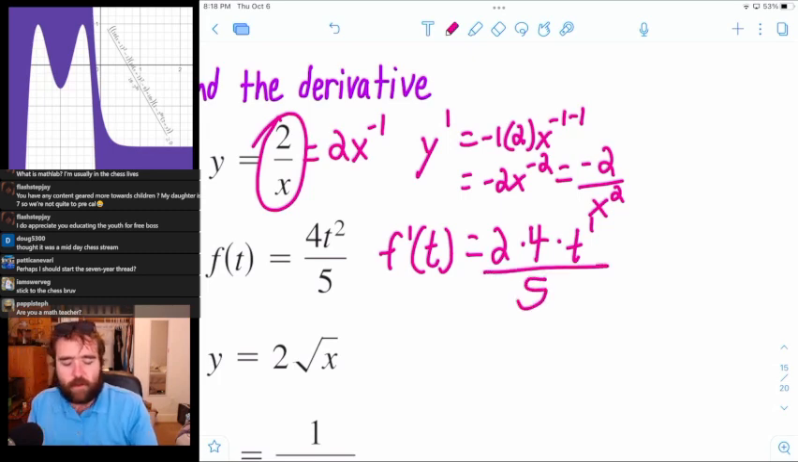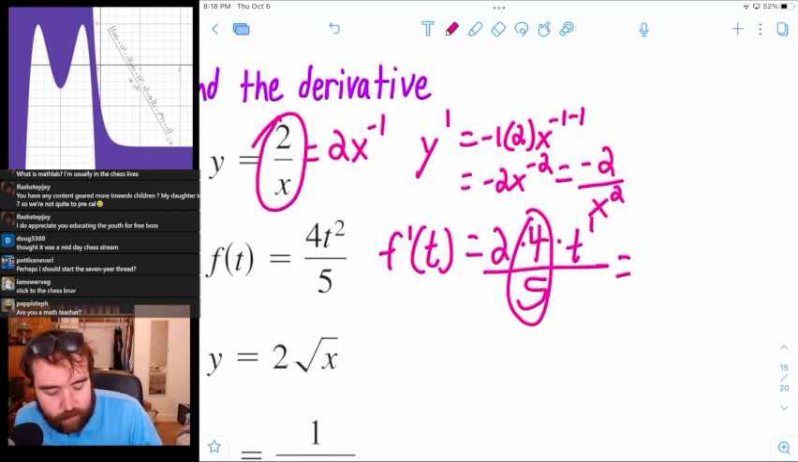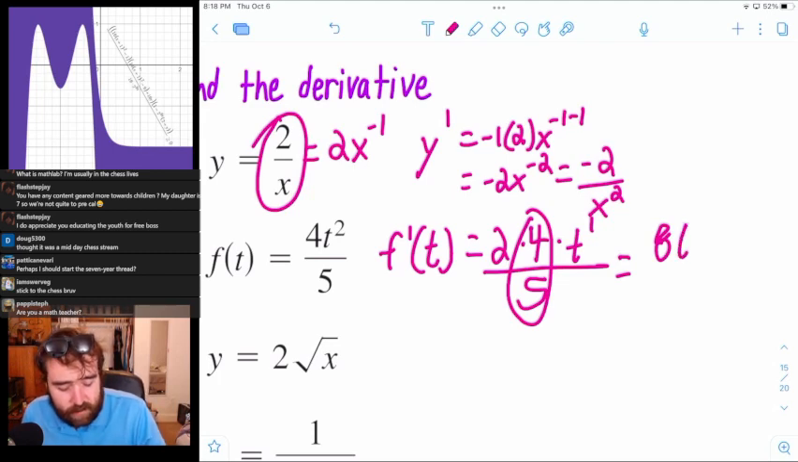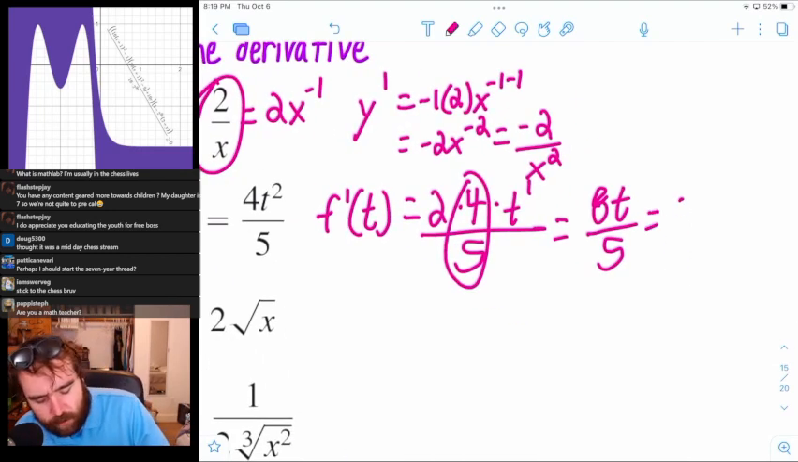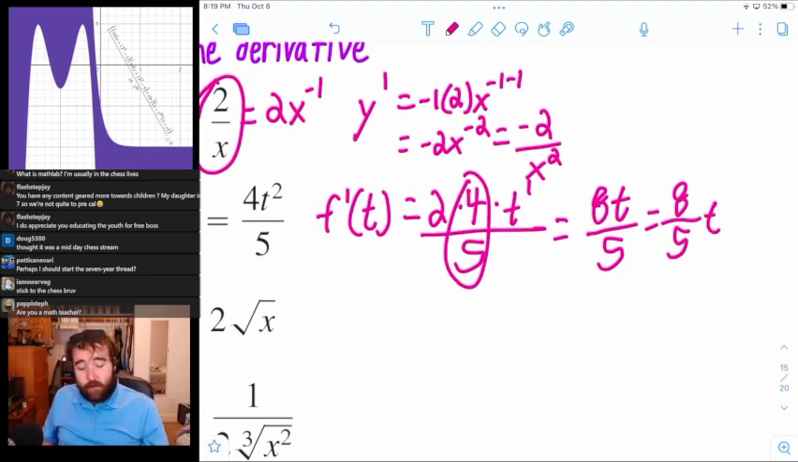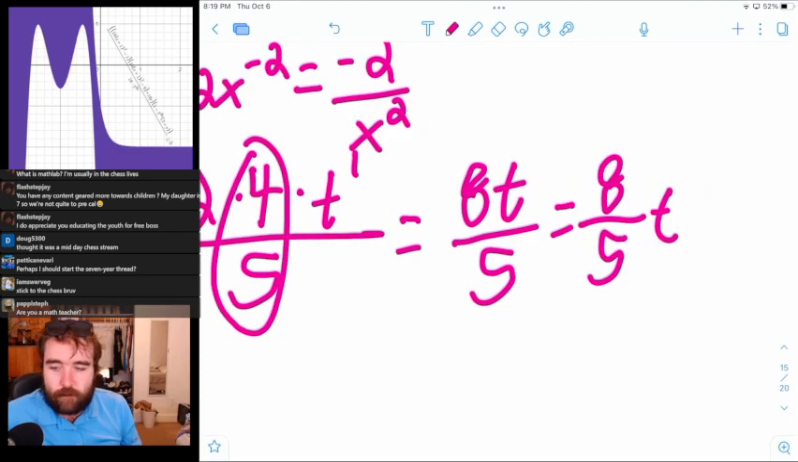And then it's still over 5. Because remember, this 4/5, that coefficient, just stays there. It just remains untouched. We just bring the 2 to the front, decrease the power by 1. So now we'll just simplify a little bit. 2 times 4, that's 8. t to the first, that's just t. So 8t over 5. There's our derivative. If you want to rewrite it too, there's no better way. But it is very important to know that we could bring that t to the outside if we wanted and make that like 8/5 t. People get really confused about that. But both of those are totally valid ways to write that.